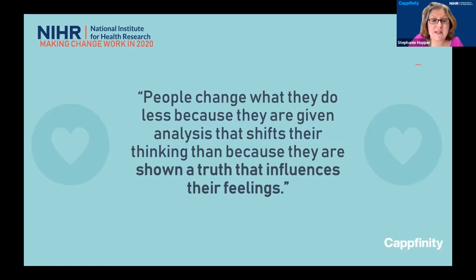Transition needs to explore the emotional appeal. It needs to be inclusive and is often built with the input of those it impacts. "People change what they do less because they are given analysis that shifts their thinking than because they are shown a truth that influences their feelings." This quote is by John Kotter. He's a world-leading expert in change management.